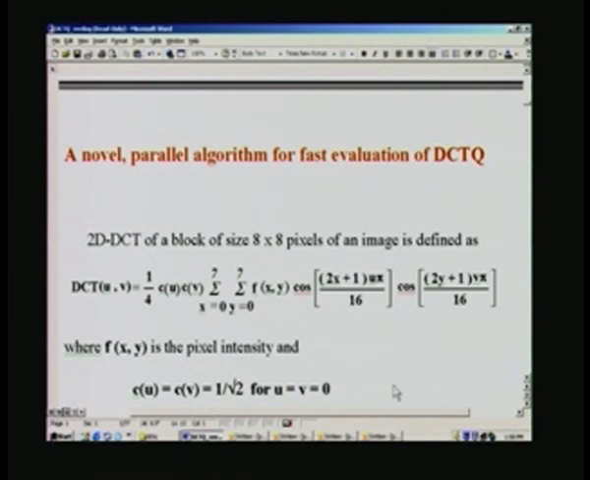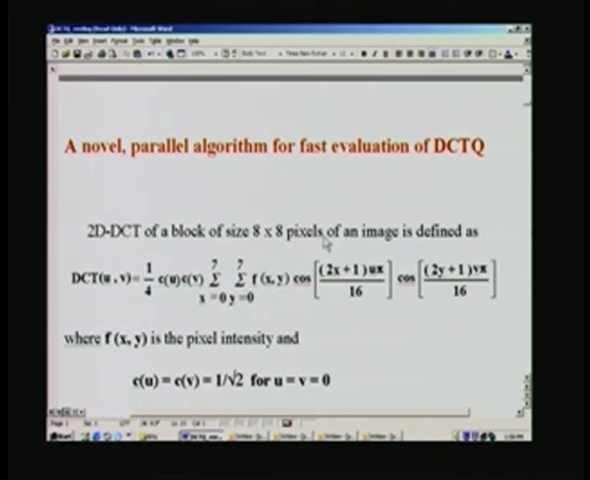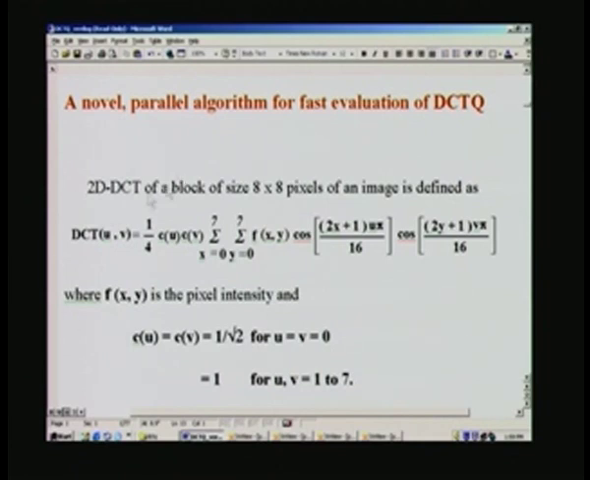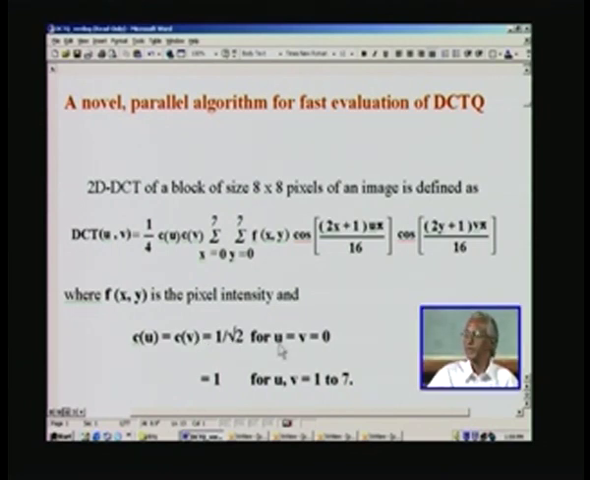Now we will see that we have developed a novel parallel algorithm for fast implementation of DCTQ, and we need to go into a little theory for a while, so follow this carefully. DCT is defined by this. It is not a very complicated affair. CU and CV are constants, but it depends upon the spatial coordinates of the image. We take an image f(x,y), where x and y are the coordinates.